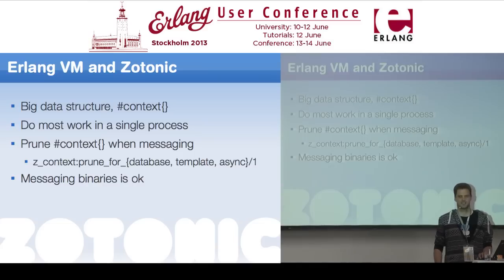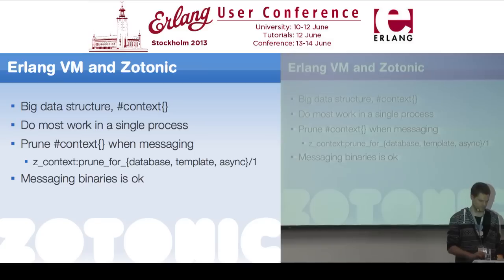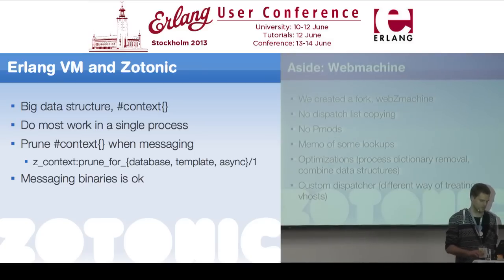Because it's an extensible system, there's a lot of messaging going around. There are multiple hooks inside Zotonic for doing stuff and extending certain aspects of it. When we do those notifications and broadcast through all the interested listeners, we don't want everything to come along. So for different use cases, we prune that context variable in a different way. Messaging binaries is of course perfectly fine.